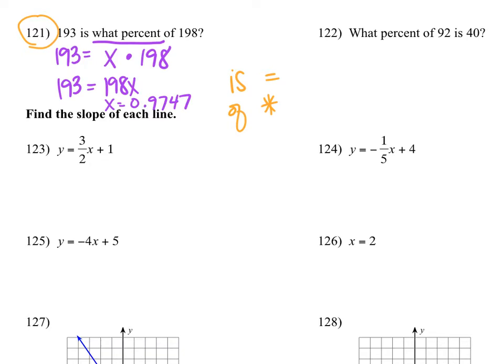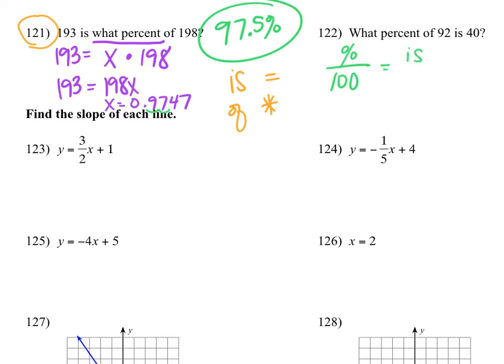0.9747. And because they asked for percent, we are going to move our decimal twice. So our answer would be 97.5%. Now I'm going to show you a different way, which is a fraction. Some of you might have known is over of, percent over 100. So I know that percent is going to be over 100 equals is over of.